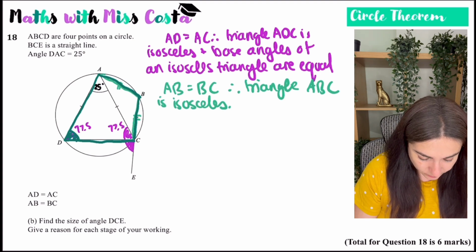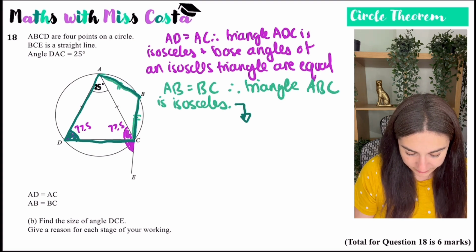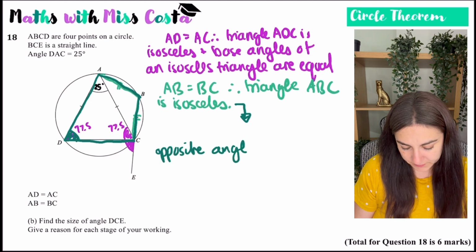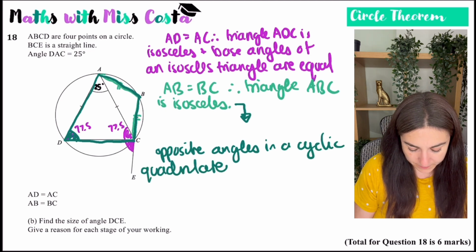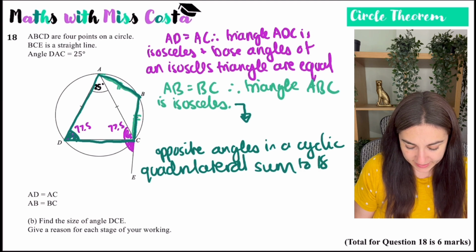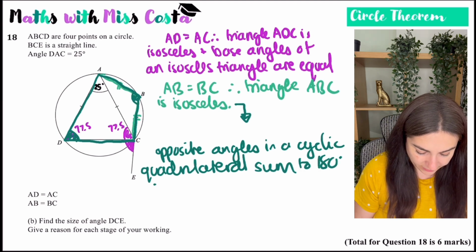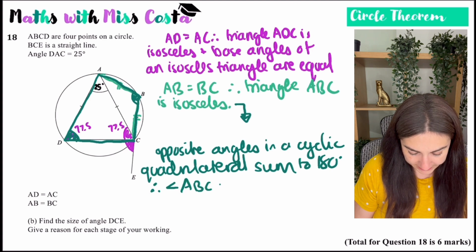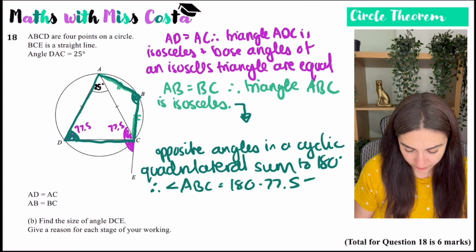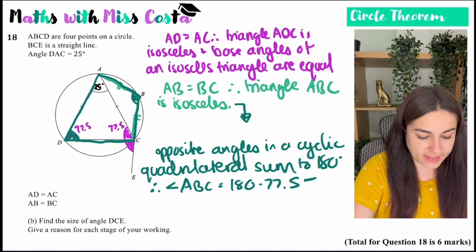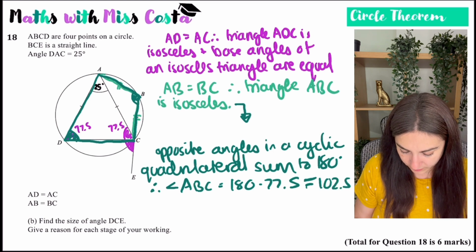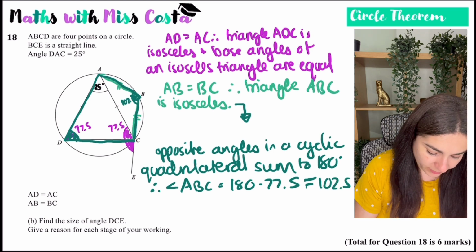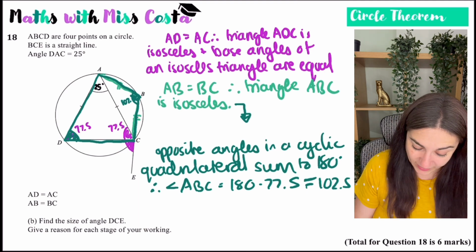So opposite angles, so we'll save this reason till later. Opposite angles in a cyclic quadrilateral sum to 180 degrees. Therefore, I can figure out what this angle here is. Angle ABC equals 180 take away 77.5, which equals 102.5 degrees. So this angle here is 102.5 degrees, and this is isosceles.